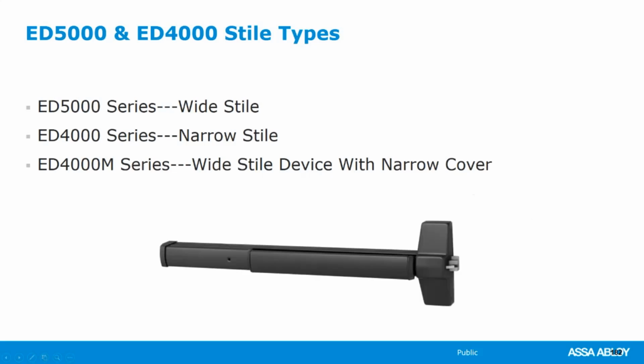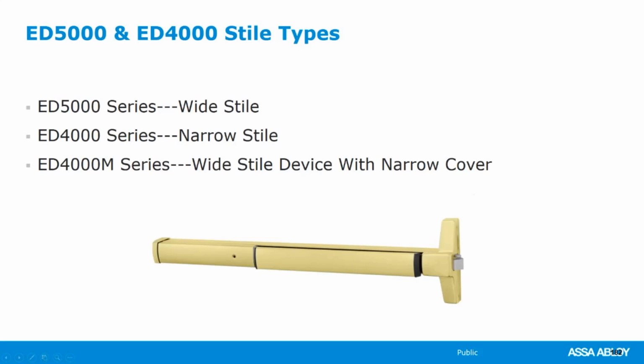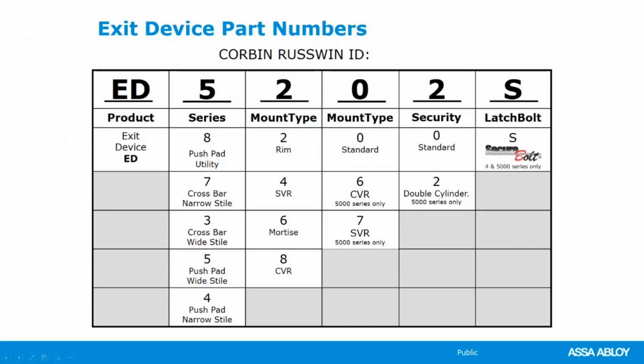There's our ED 5000 series. There's our ED 4000 or 4000M series. So let's take a look at the breakdown of our part numbers between our series. It all starts with ED, exit device, then our series. We're talking about our 5000 and 4000. That's our push pad type devices.